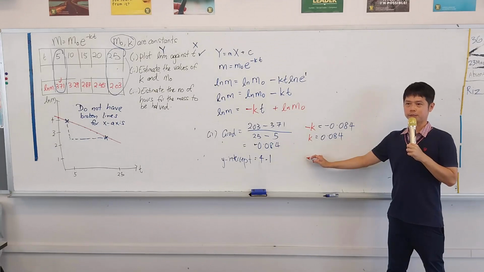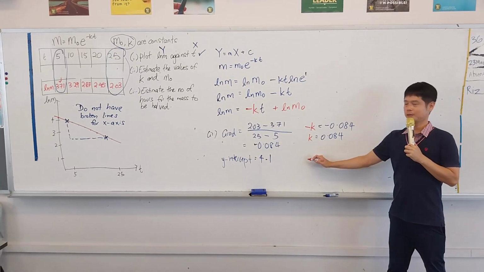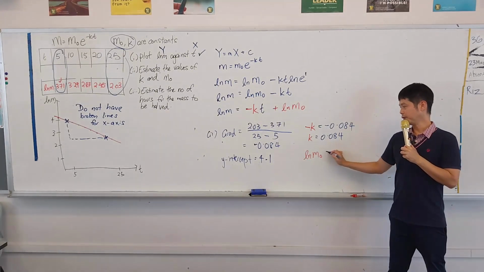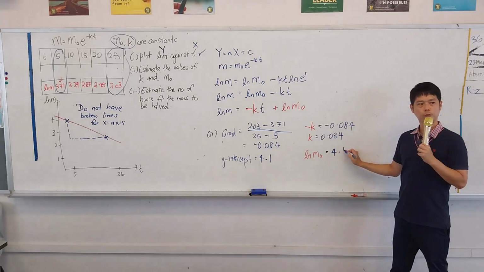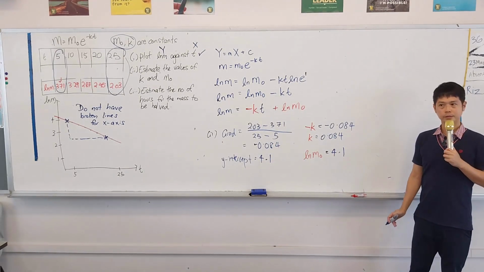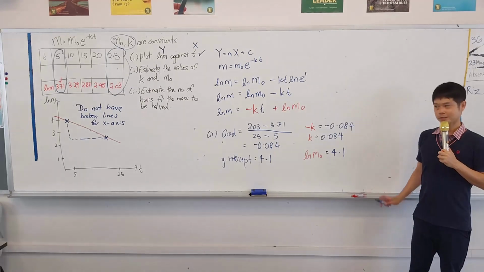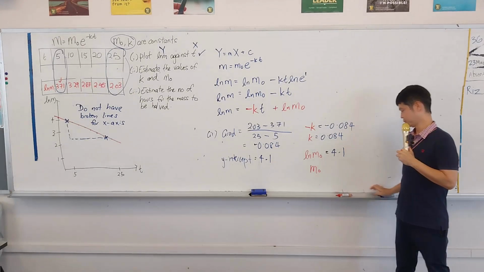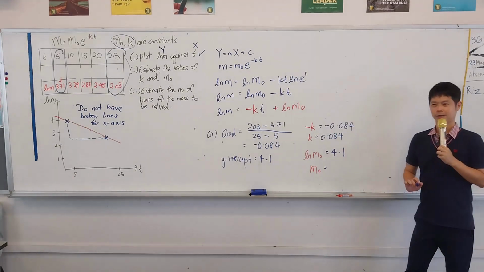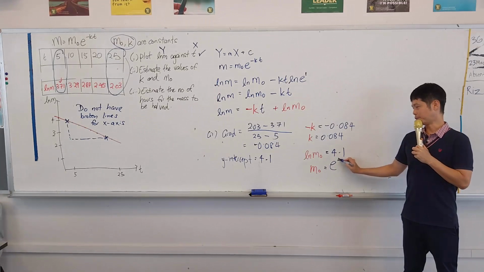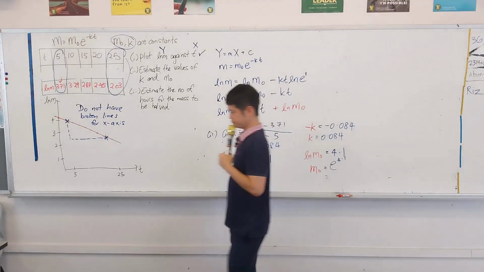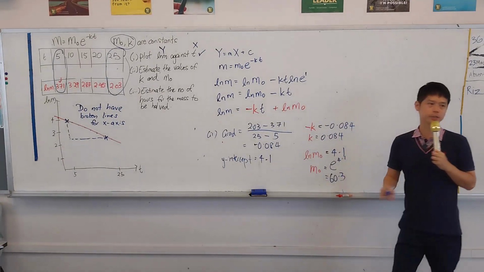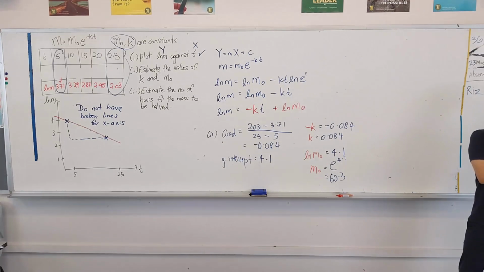So what must you write next? Yep, your ln m0 will be 4.1. How do I find m0 then? Yes, e to the power of 4.1, and the answer is 60.3. Okay, if you get 62 point something, it is fine. We got slightly different answers.